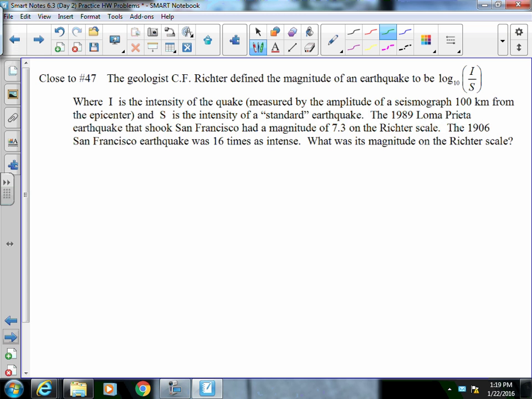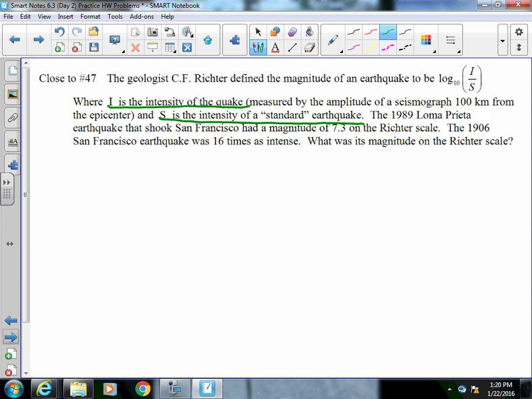The geologist C.F. Richter defined the magnitude of an earthquake to be log base 10 of I over S. I is the intensity of the quake, measured by the amplitude of a seismograph 100 kilometers from the epicenter, and S is the intensity of a standard earthquake. The 1989 Loma Prieta earthquake shook San Francisco with a magnitude of 7.3 on the Richter scale. The 1906 San Francisco earthquake was 16 times as intense.